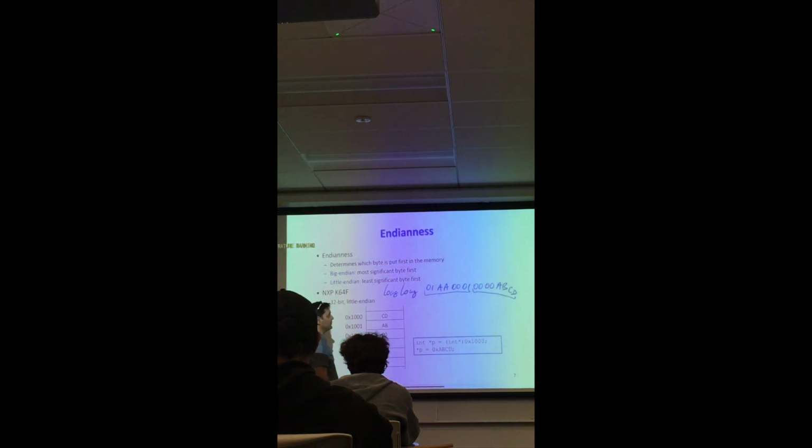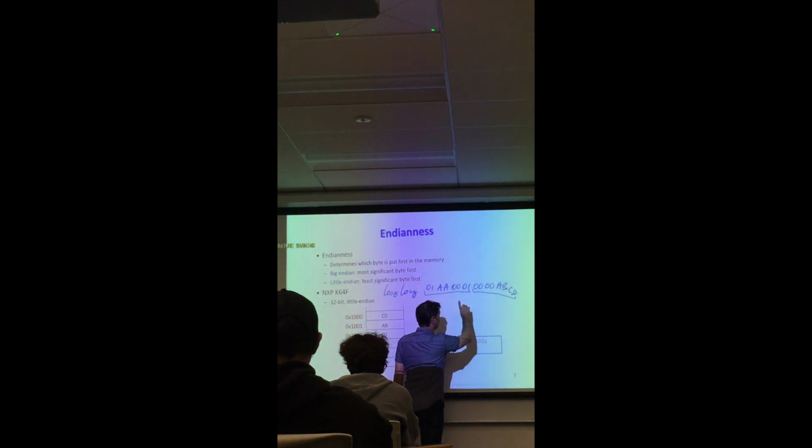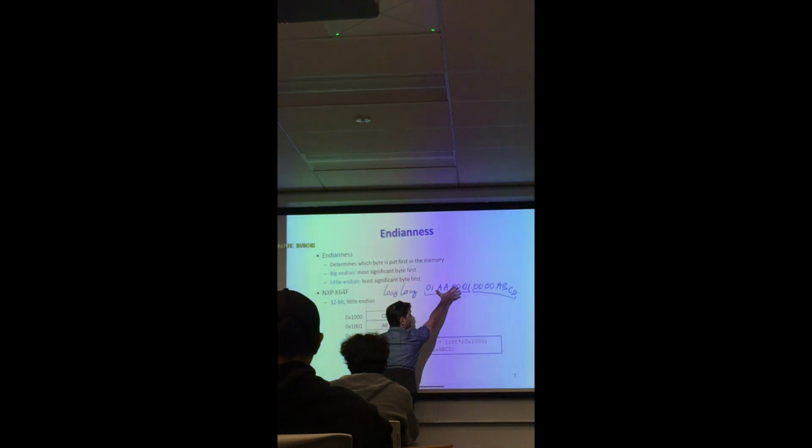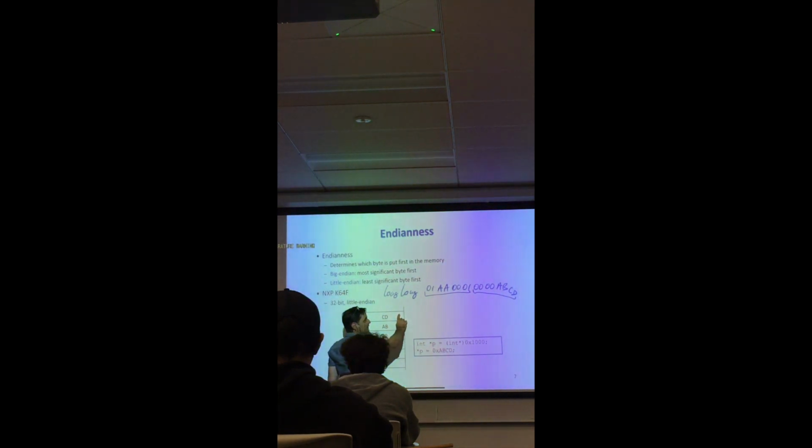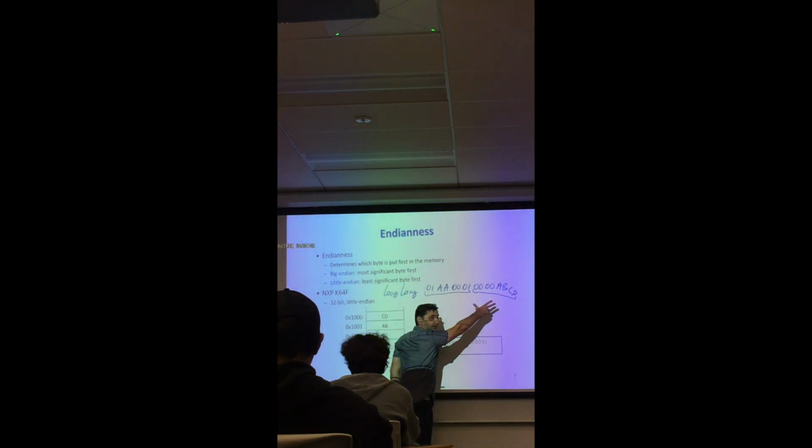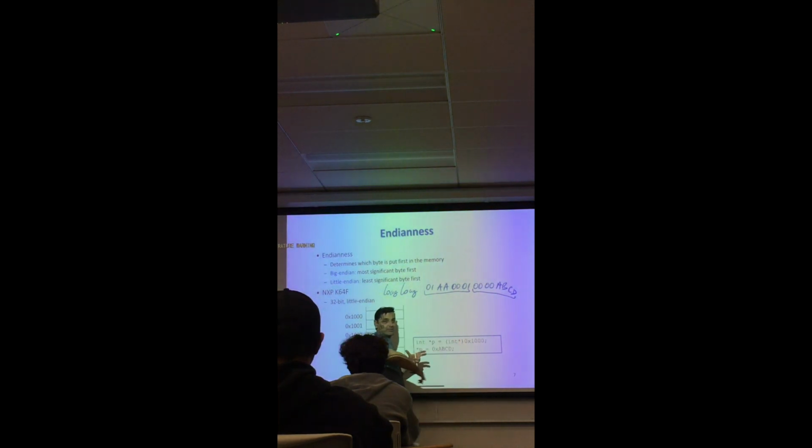So first, it will write 0, 1, because first it will write this, followed by this. So it will be 0, 1 here. Most significant bit, and then it will write that one. Everything is in reverse order.